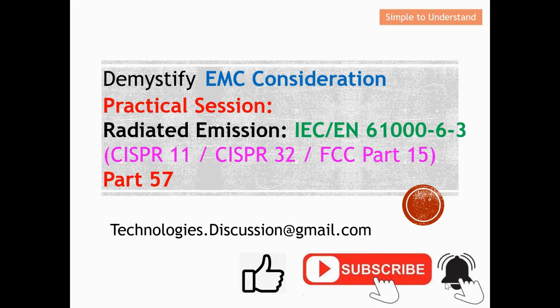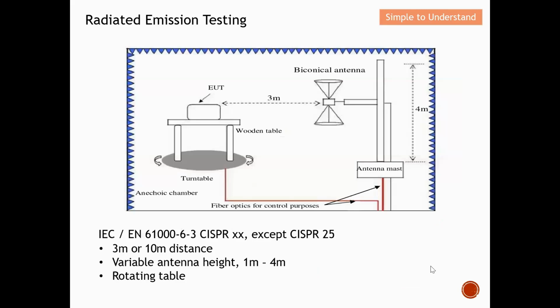Okay, so let's continue. Before I show the video on the practical aspect of the radiated emission test and measurement, I just want to quickly highlight some of the key setup that we need to have. This diagram is inside an EMC chamber, a fully enclosed EMC enclosure, you can imagine that. The key thing I'm going to discuss is the IEC EN 61000-6-3 standard. Whatever CISPR standards 11, 32, etc., they are compliant to this, except CISPR 25.